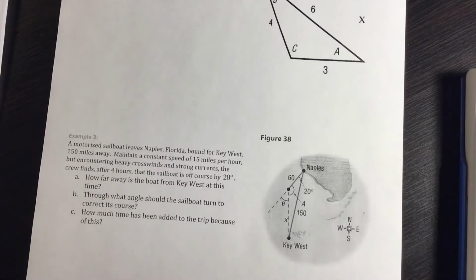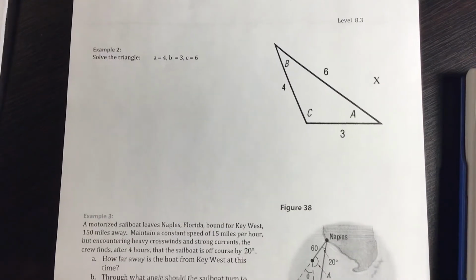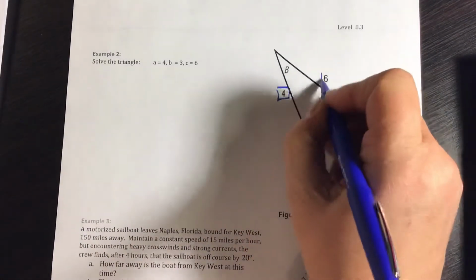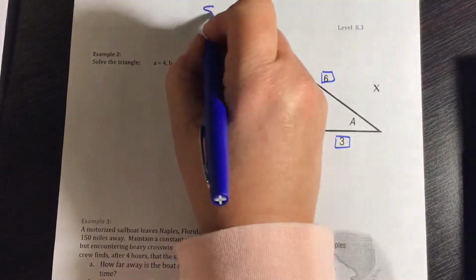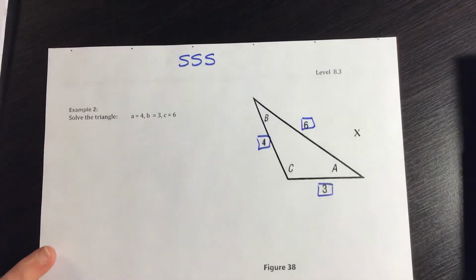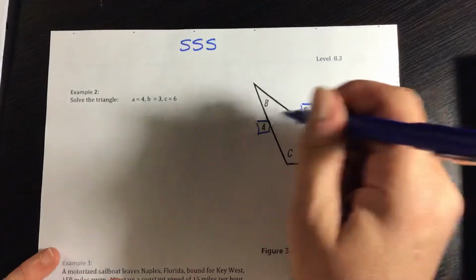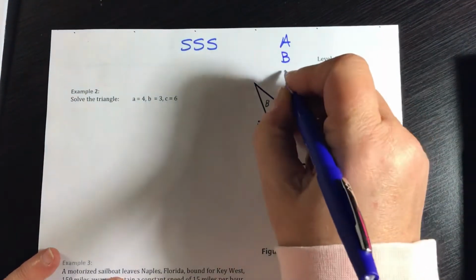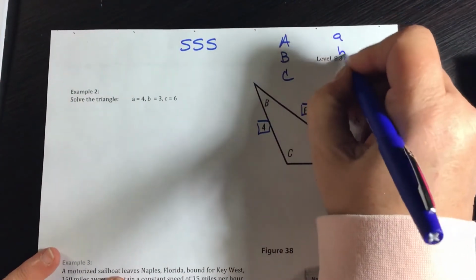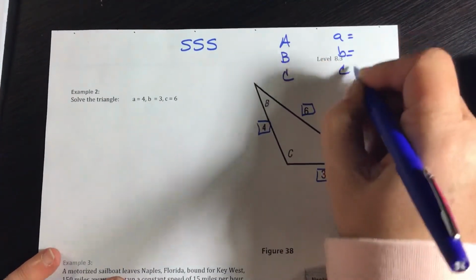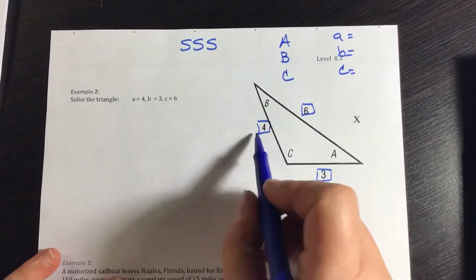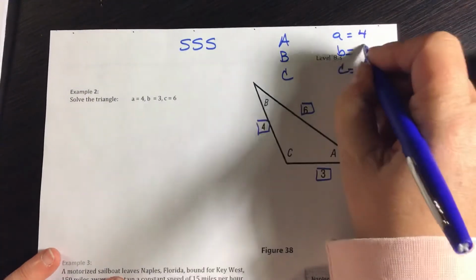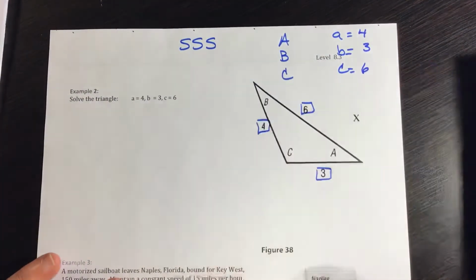On the next page, we have another triangle. This time I know a side, and a side. So this is a side, side, side triangle. And I need to find all 3 angles. So I don't know any of the angles, but I do know all of the sides. So angle A, the side opposite is 4, side B is 3, and side C is 6.